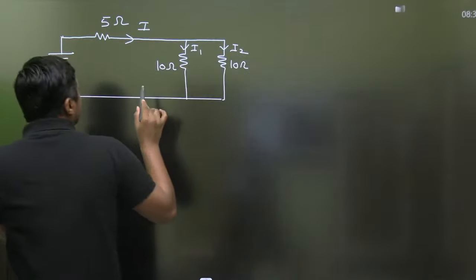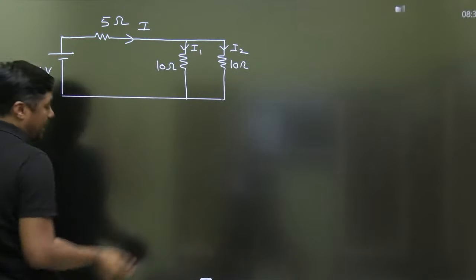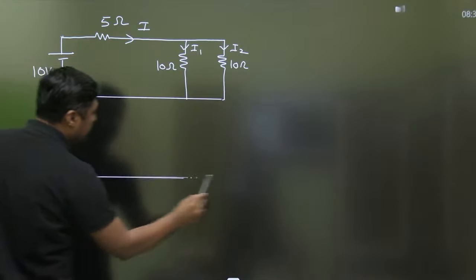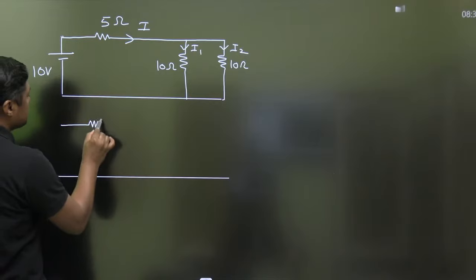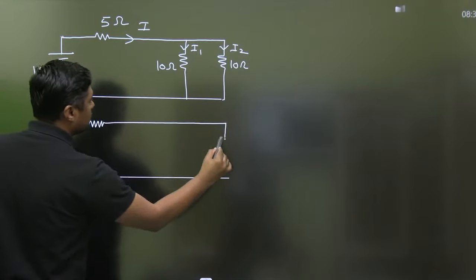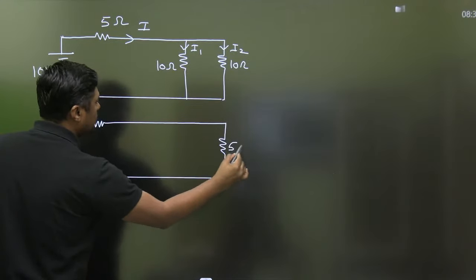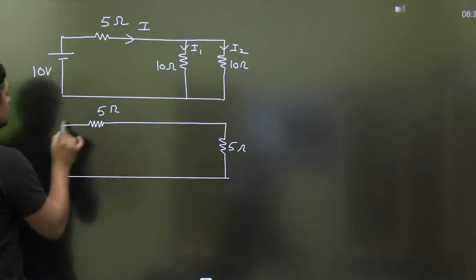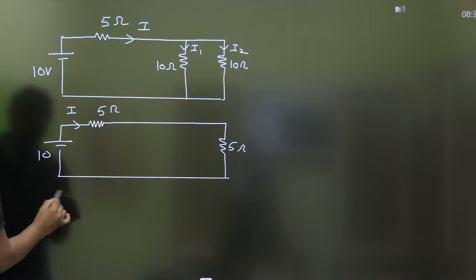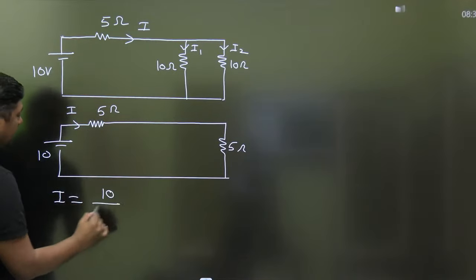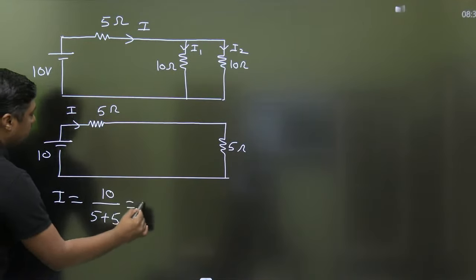These two 10 ohm resistors are in parallel, and that's why we can calculate the equivalent resistor. When I calculate the equivalent resistor, this will become 5 ohm. Okay, no problem. This is the 5 ohm, this is the 10 volt. What will be the current I? Now I can find I: 10 divided by 5 plus 5, that is equal to 1 ampere.